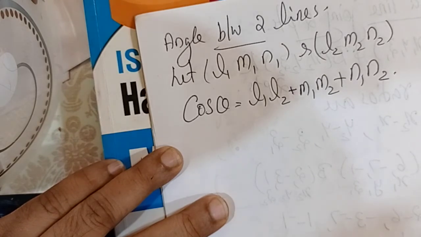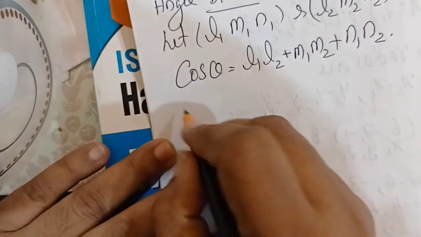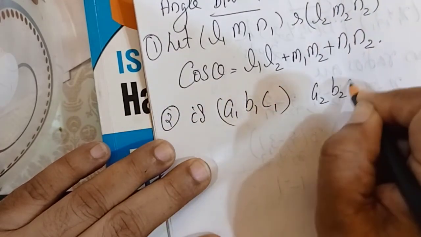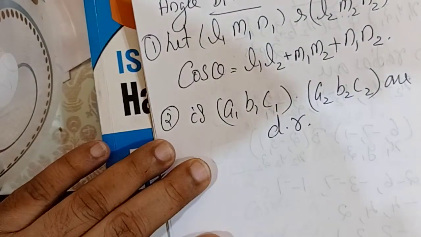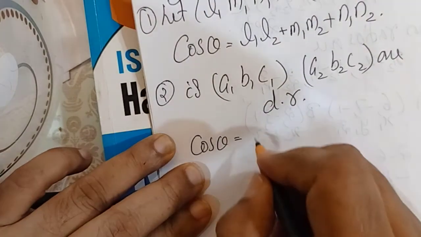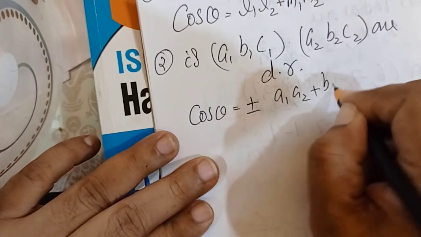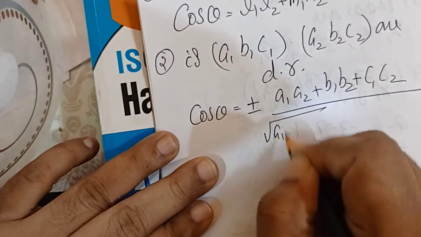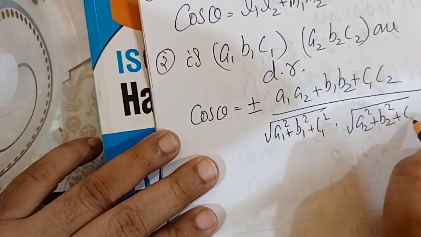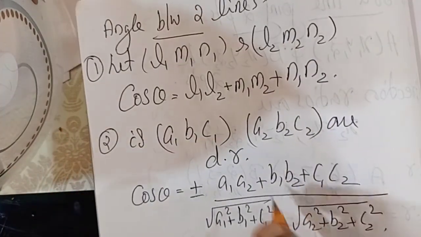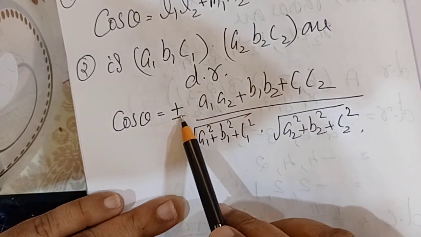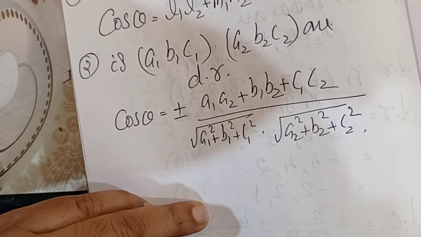Suppose the direction ratios are given. If a1, b1, c1 and a2, b2, c2 are the direction ratios, then cos theta is equal to plus or minus a1 a2 plus b1 b2 plus c1 c2 by root of a1 square plus b1 square plus c1 square into root of a2 square plus b2 square plus c2 square. If the direction cosines are given, l1 l2 plus m1 m2 plus n1 n2. But if the direction ratios are given, this is the formula.